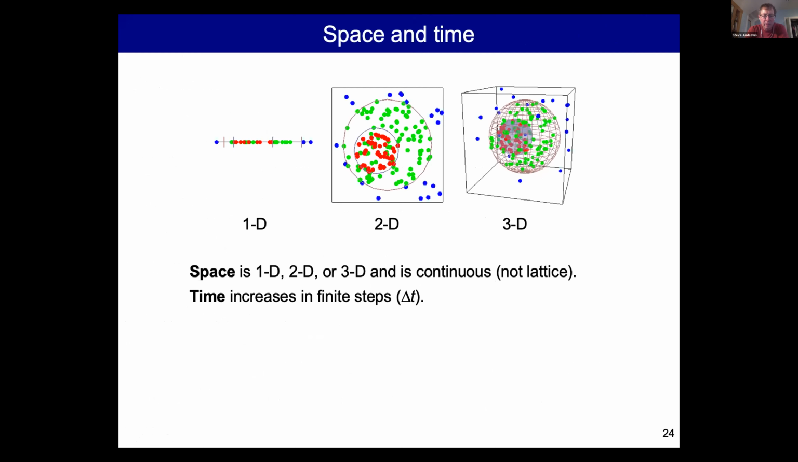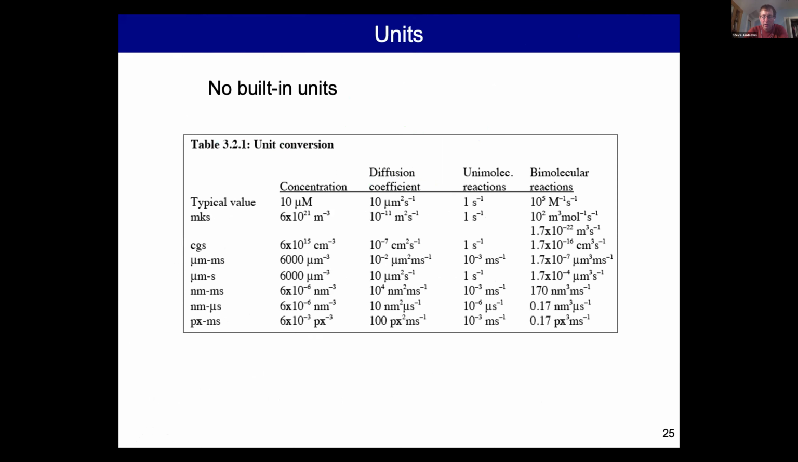Smoldyn's main core is 1D, 2D, to 3D space. Again, continuous space. Time is fixed time steps. There are no built-in units, which is often a challenge to beginners, but it's not that hard to get used to. So you convert things from your typical value into, say, microns and milliseconds, and here are microns and milliseconds for different things.